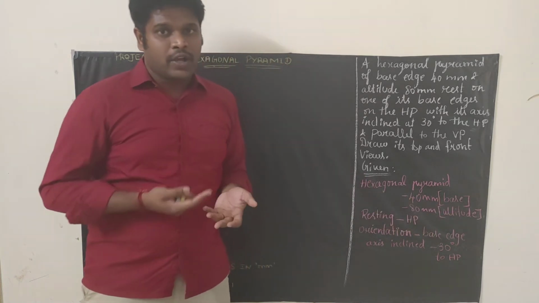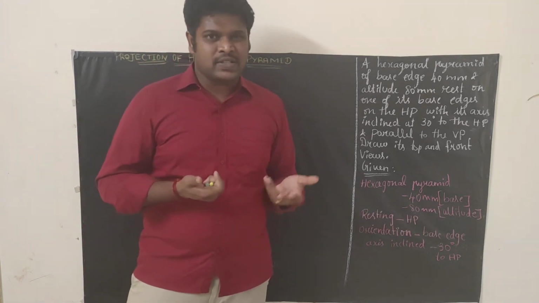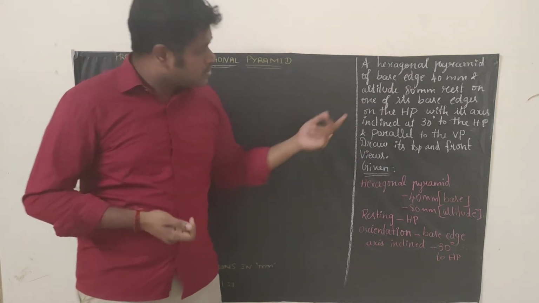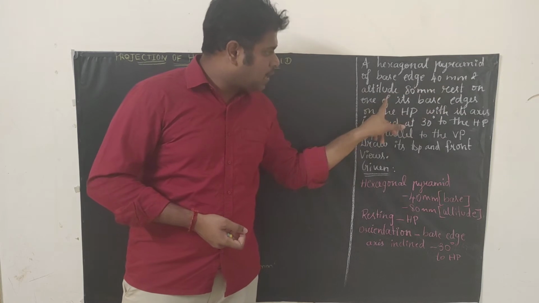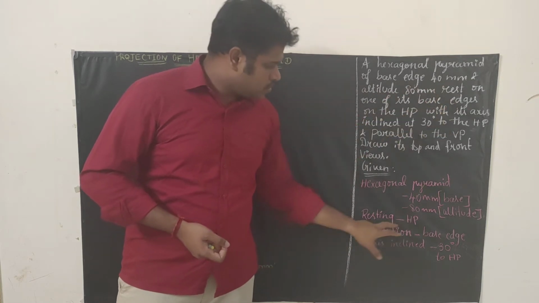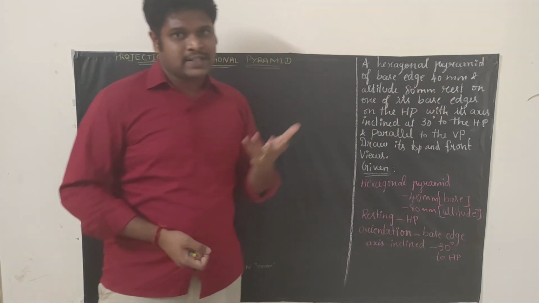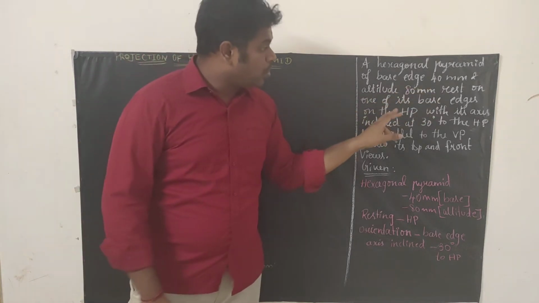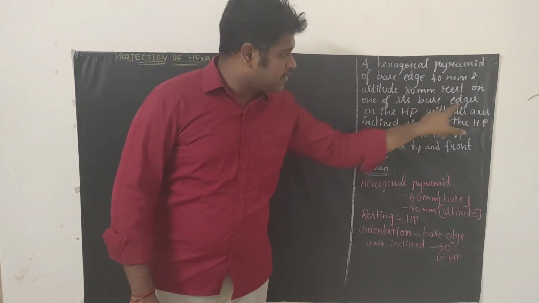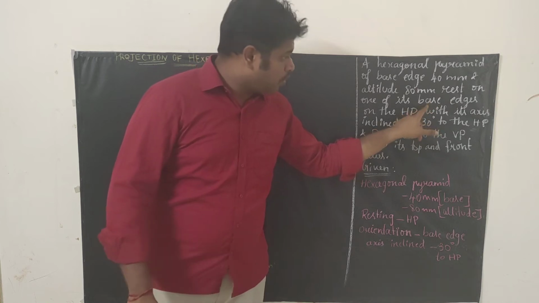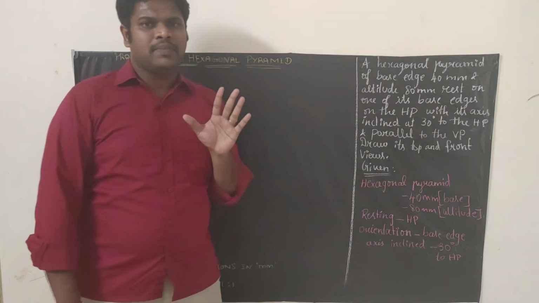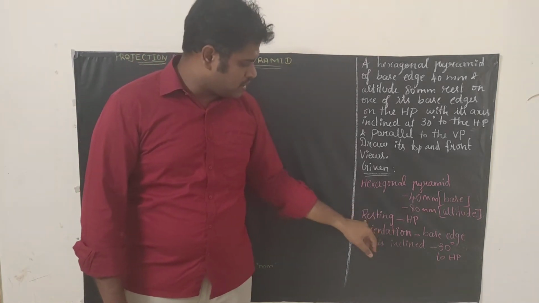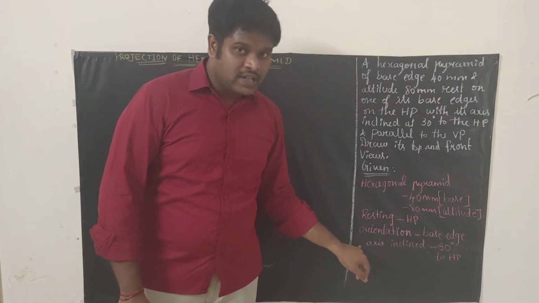Next, for drawing the axis we need the length of the axis or height of the pyramid. So what they give: altitude 80 mm. So the altitude will be 80 mm, height or axis will be 80 mm. Rest on one of its base edges on HP. Underline this line, underline this word: one of its base edges on HP. So they have clearly given that the base edge is resting on HP. So resting will be HP and orientation will be base edge.